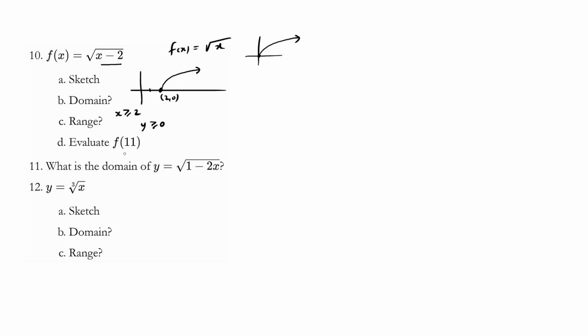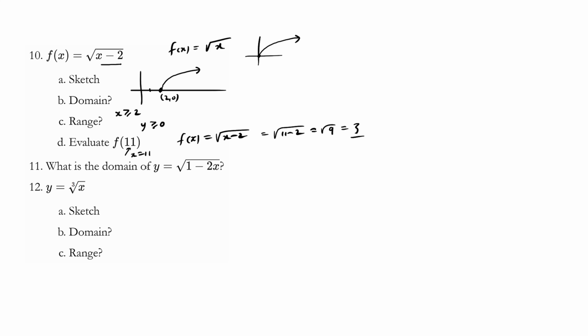Evaluate f of 11. We're substituting x equals 11. So when you say f of x is equal to the square root of x minus 2, we're simply replacing x with 11. 11 minus 2 is 9, and the square root of 9 is 3.